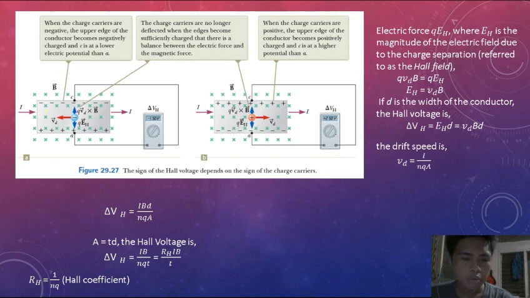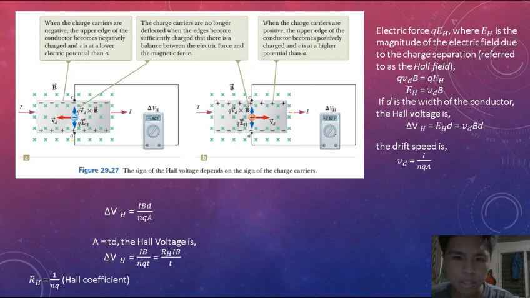So in our second figure, the sign of the Hall voltage depends on the sign of the charge carriers. You can see that the edge becomes sufficiently charged that there is a balance between electric force and magnetic force. That's why the charge carriers are no longer deflected. So in figure A, the charge carriers are negative. So the upper conductor, which is C, becomes negatively charged and is at lower electric potential than A.